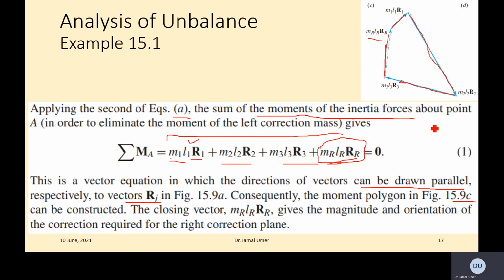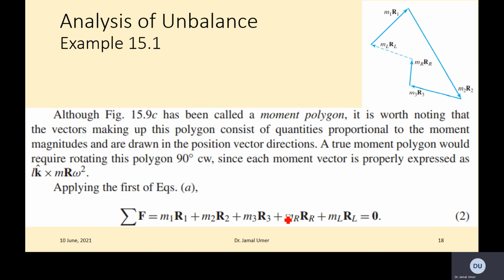Sorry, on the right. So this we are talking about, right? So this is the right plane, right? So by using the moment balance we found the right correction. All right.